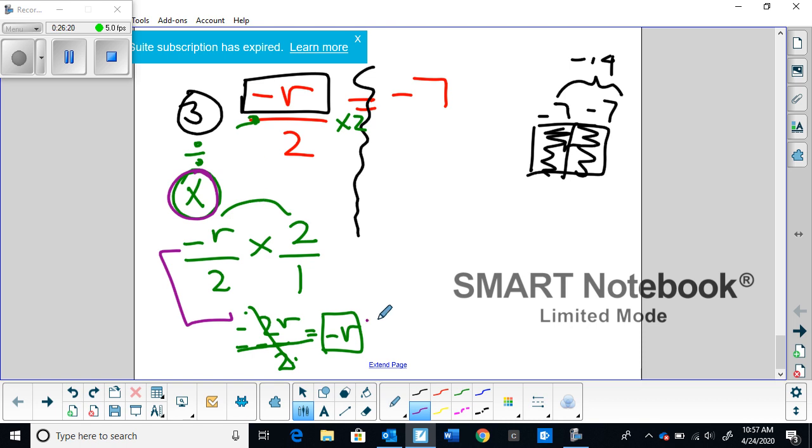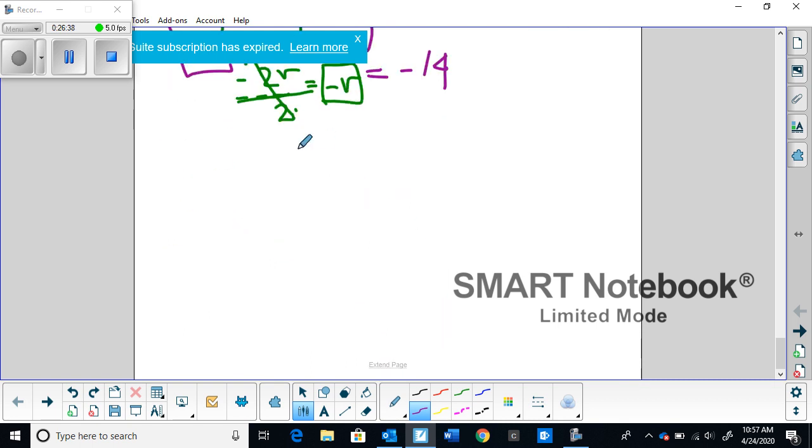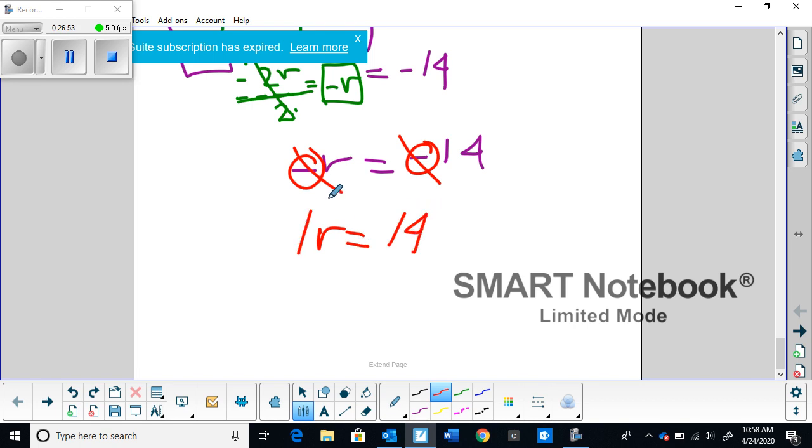So we have -r is equal to, and now hold on. What did we do up here? We multiplied by 2 on one side. So what do we have to do to the other side? We have to multiply by 2. -7 times 2 is -14. So now all we're left with is -r equals -14. But we just learned that if we've got two negatives here, we can get rid of them, and we're left with r is equal to +14, which is what we figured out before.